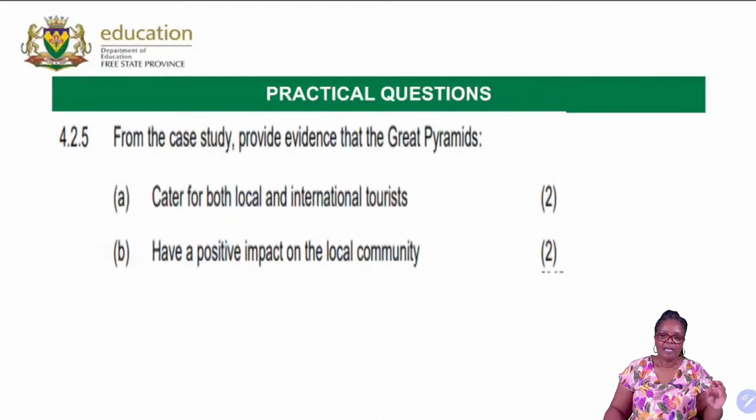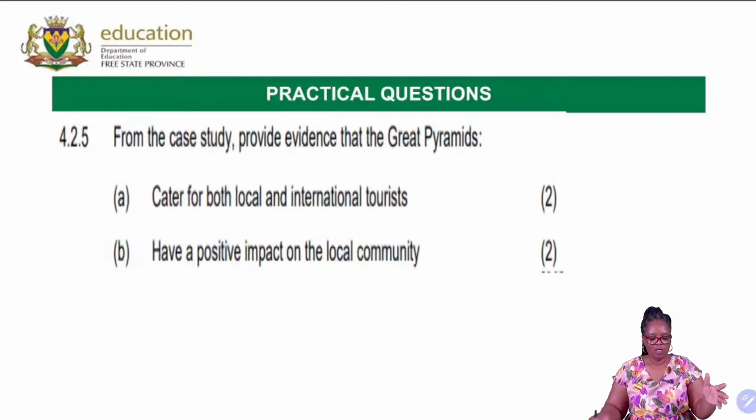And furthermore, when you read the case study, it states that the roads and infrastructure have been improved locally. So it means it caters for local tourists because they will be using the roads to come there. And another factor, when you read about the ticket windows, it says that there will be tickets for Egyptian citizens and tickets for international tourists. So that's a clue that it caters for both international and local tourists.